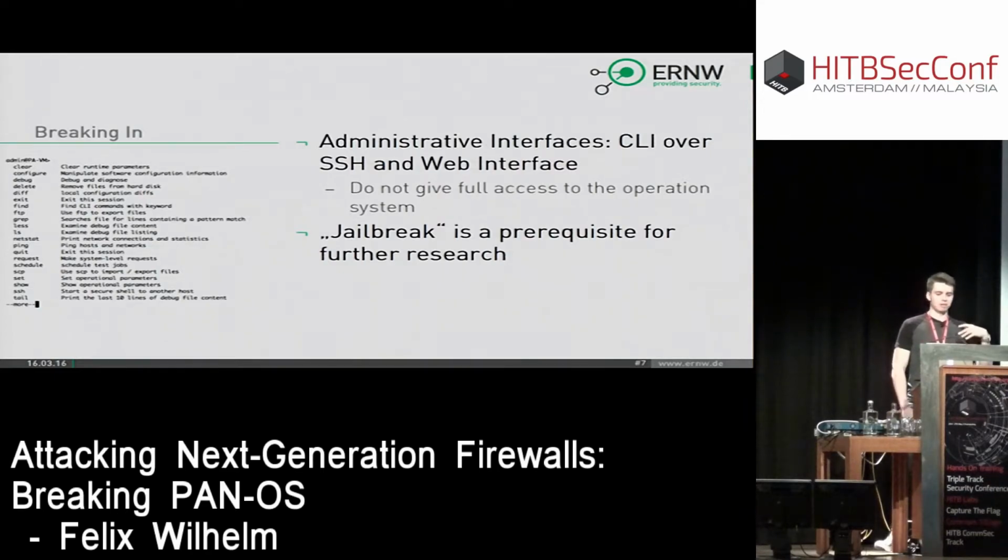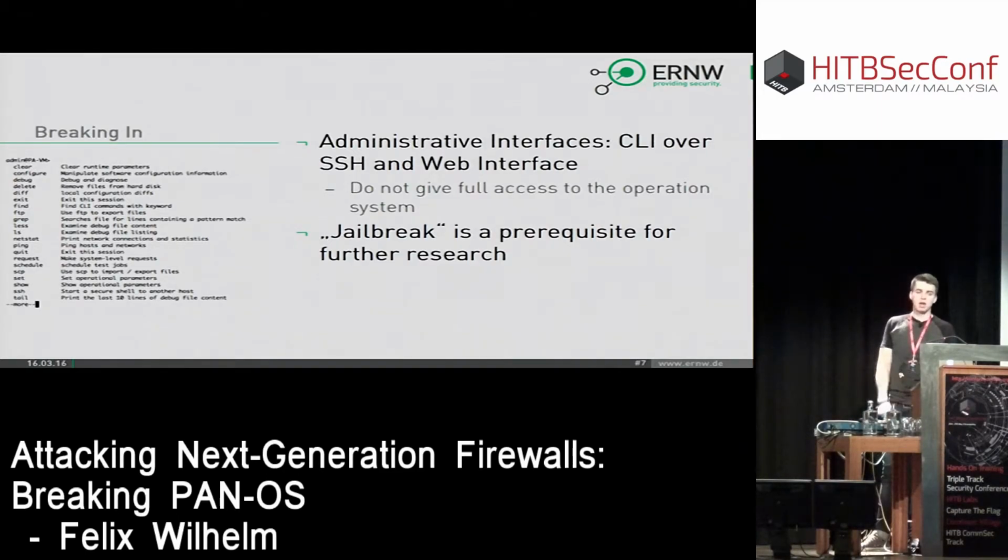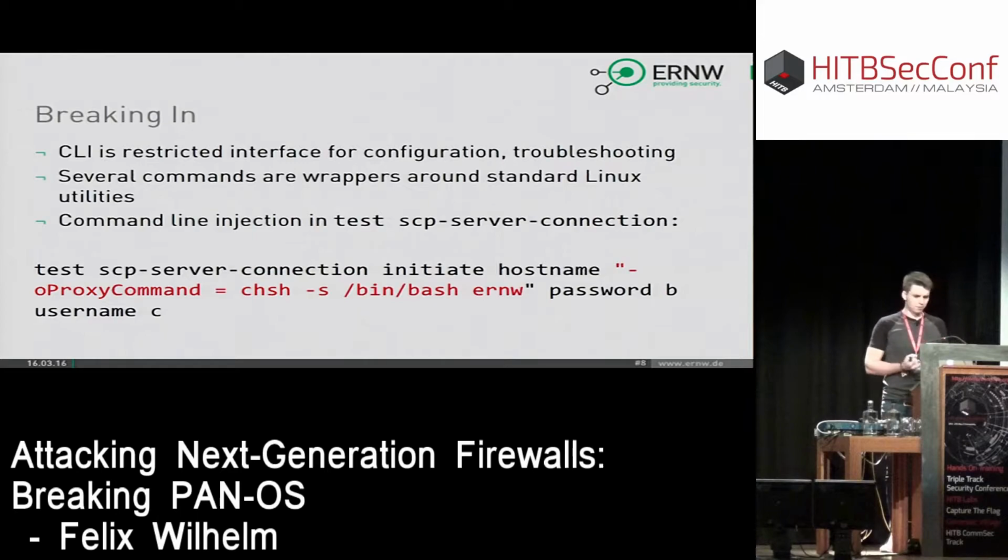The idea is you have an administrative interface, so you have a command line interface over SSH. You can see the functionality offered by that on the left-hand side, and you have this web interface. But these interfaces are kind of restricted, so you don't get full access to the operating system. And of course, we need that to find the more juicy bugs in the different components like the GlobalProtect VPN. So the first vulnerability I discovered is kind of easy.